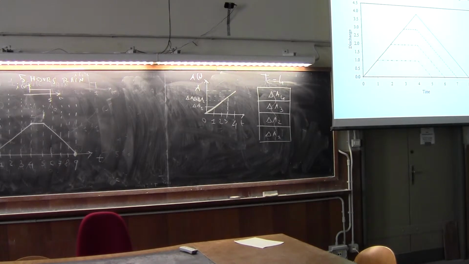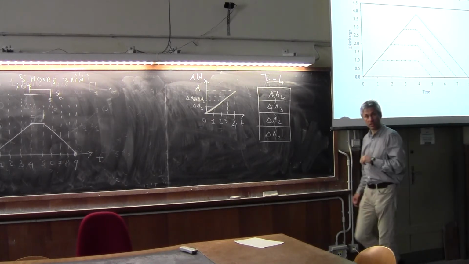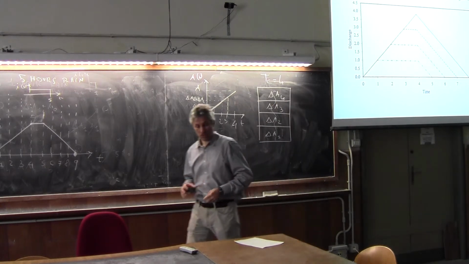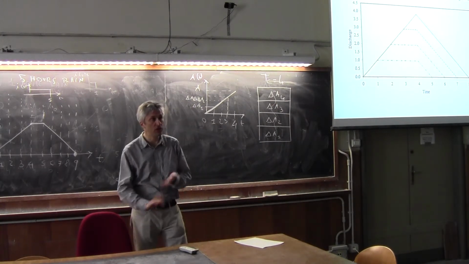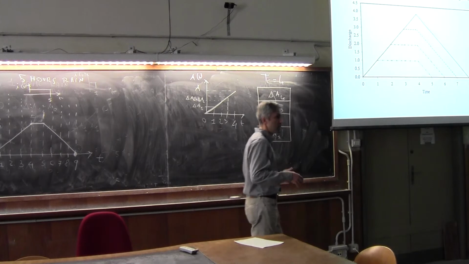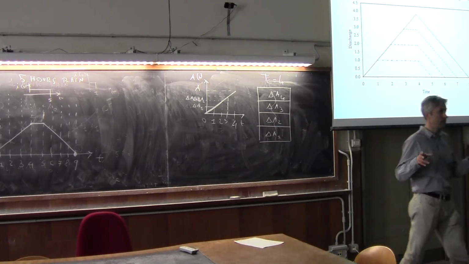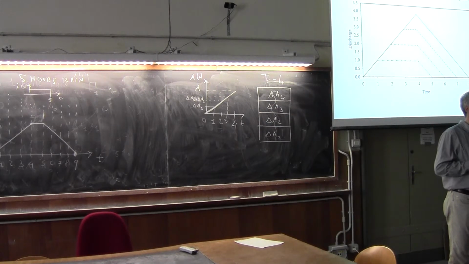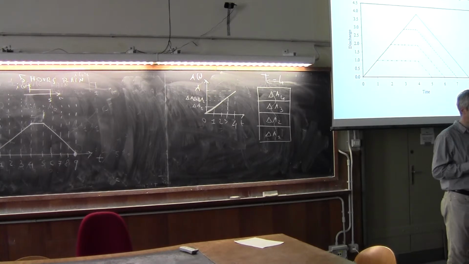So what is an important conclusion that you get? The important conclusion is that your maximum peak flow is reached for a duration of the rainfall that is equal to the time of concentration. I repeat, the maximum peak flow is reached for a duration of rainfall that is equal to the time of concentration. Don't forget the hypotheses.